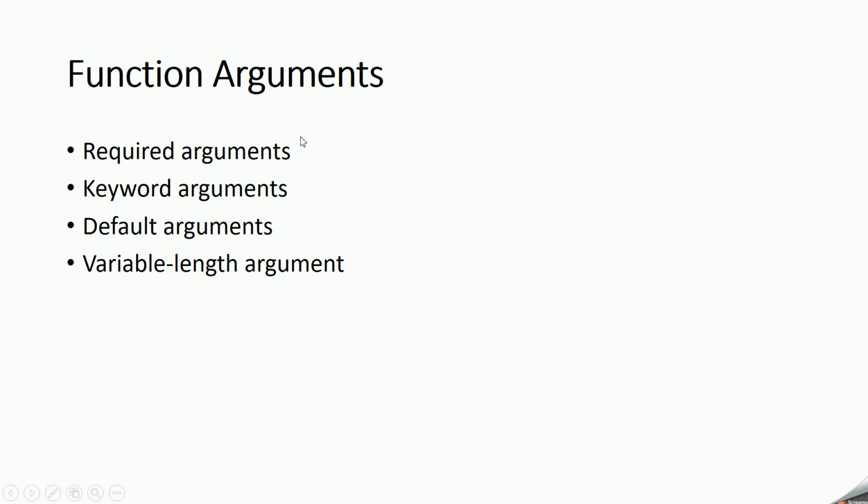Along with this, we'll also learn about various types of parameters, that is, various types of arguments that we can pass to a function. The argument types are required arguments, keyword arguments, that is a way of passing the argument, default arguments, and variable length arguments. Okay, so now let's write code and understand each of these concepts one by one.